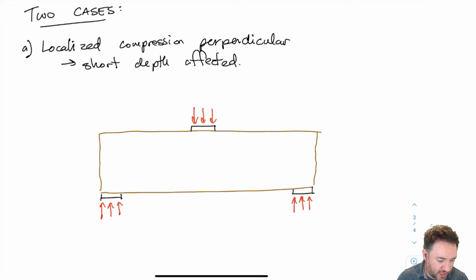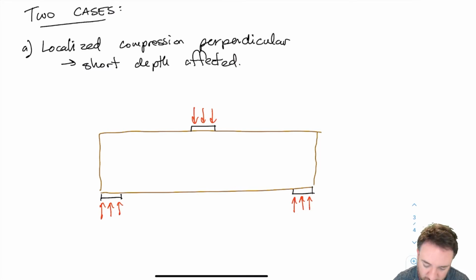Okay, so here we have a beam. I'm showing it as a pretty deep beam just so that we can get a visualization of which way the stresses are going, but it really could be any beam. And we have some load at the top in the middle, and then we have some supports which are located somewhere away from where the main vertical load on the beam is.